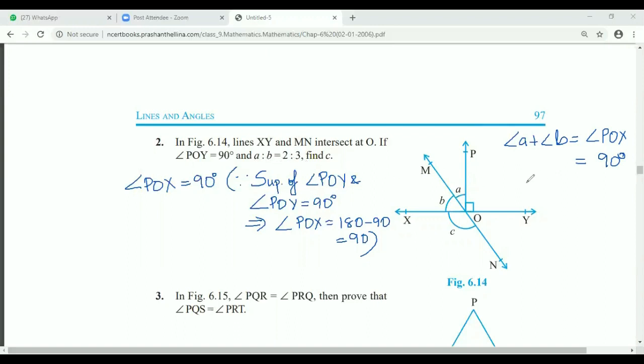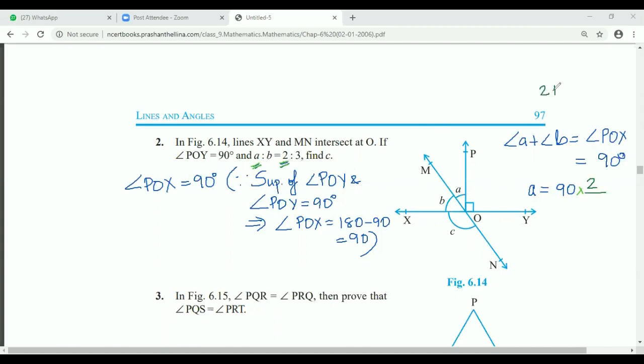So using that, how do we find the value of A? We know A plus B is 90 degrees. Out of this 90 degrees, you have to consider the ratio. Using the property of ratio, this number 2 represents the part of A. So you multiply 90 with 2 out of the total parts in the ratio.